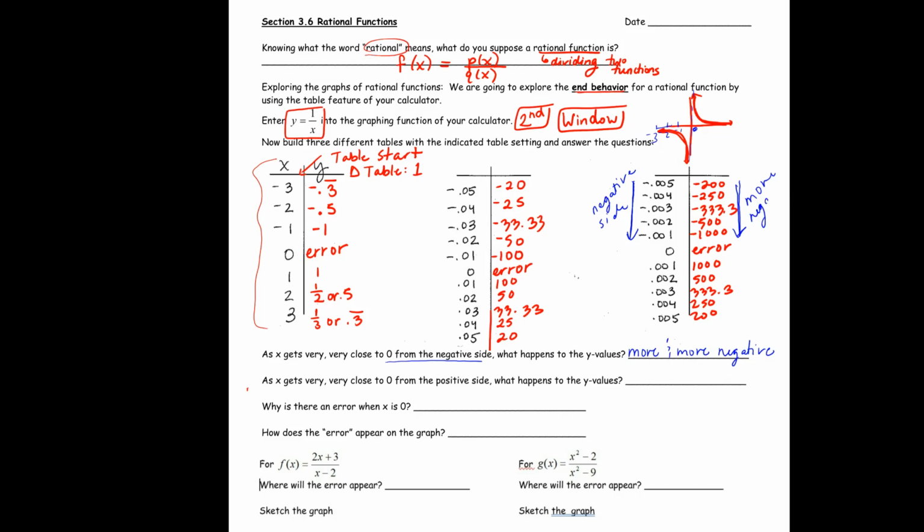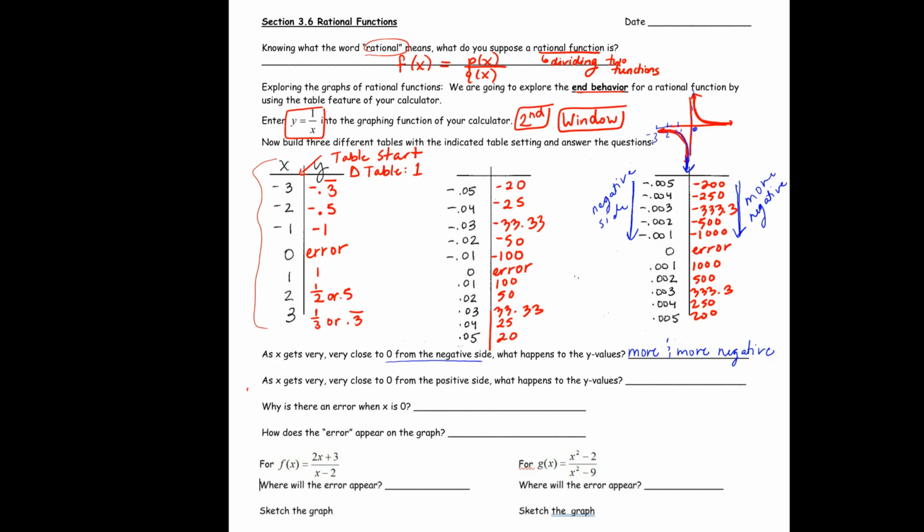Now let's see how that shows up on the graph. On the graph, that means that as the numbers are getting closer and closer and closer to 0, they're getting further and further and further negative in y value. Do you think they're ever going to actually touch 0? No. So that's just kind of a distinguishing feature of this graph. It's getting closer and closer and closer to 0.